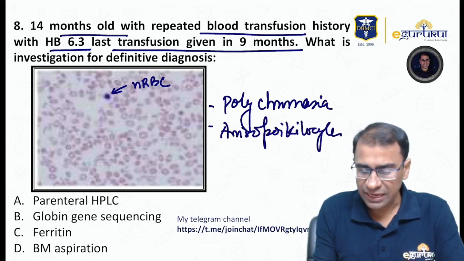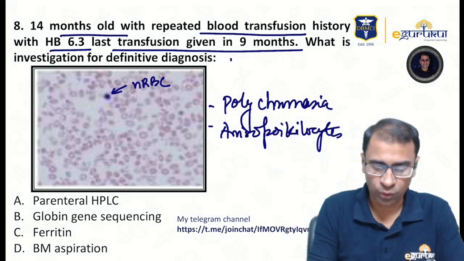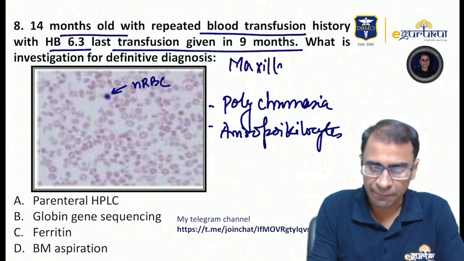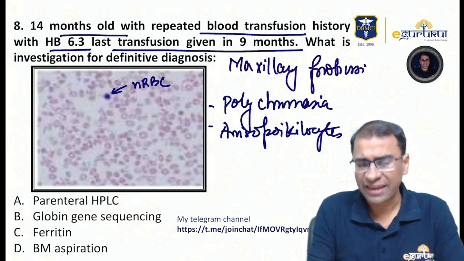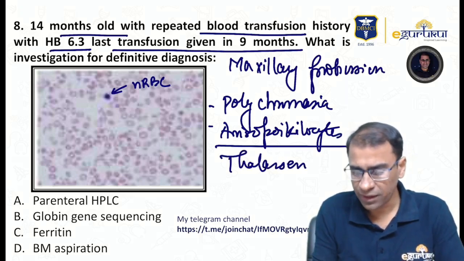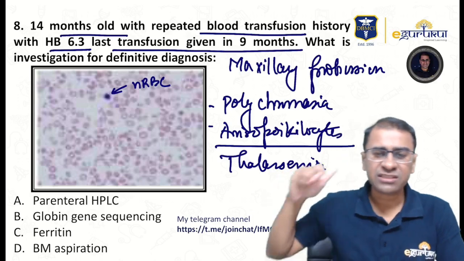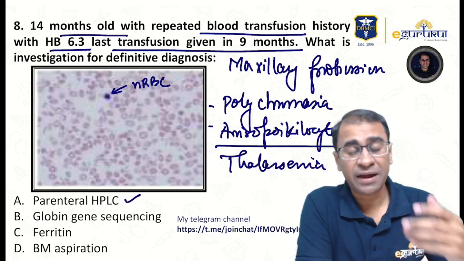isopoikilocytosis. Guys, this patient also had a history of maxillary protrusion. Okay, there's also a history given of maxillary protrusion. So if you ask me, sir, what is the likely diagnosis, I'll say it is towards thalassemia. Okay, now if you tell me, sir, if it is thalassemia, the answer should be parental HPLC. What is parental HPLC, guys?